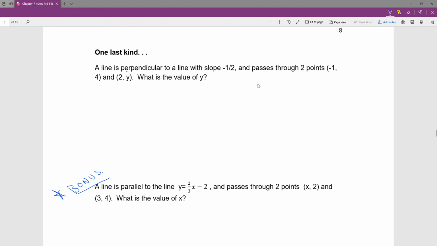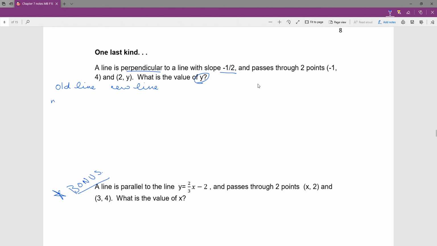A line is perpendicular to a line with slope negative 1/2. And it's going to pass through 2 points, negative 1 and 4 and 2 and y. We want to know what is the value of y. Okay, well, this gives us a bunch of information. It gives us some information about an old line and then asks us information about a new line.